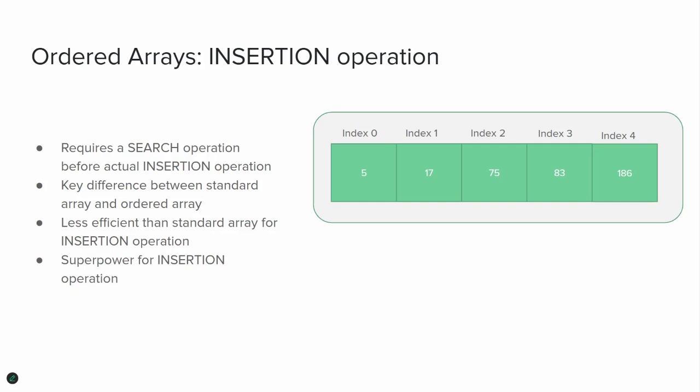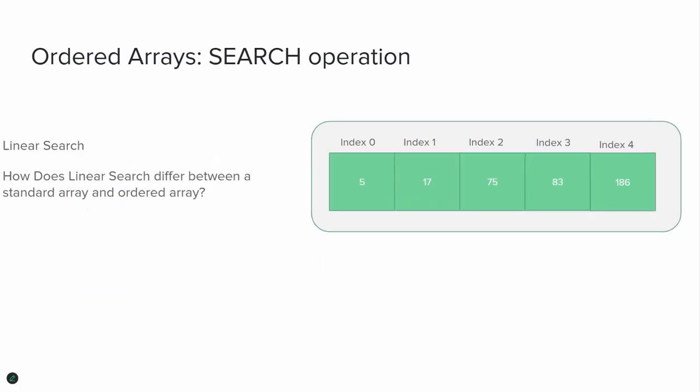However, the ordered array has a superpower. It should not be, in fact, that should be the search operation. Superpower for the search operation. And so let's go back to our previous video, where we spoke about how the search operation works.